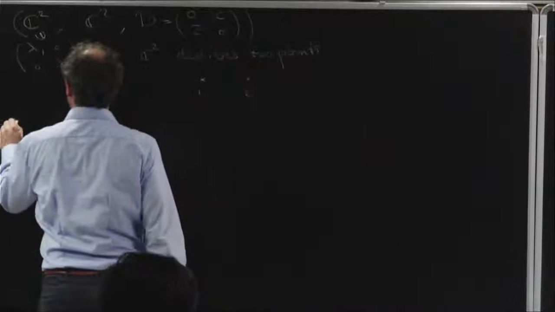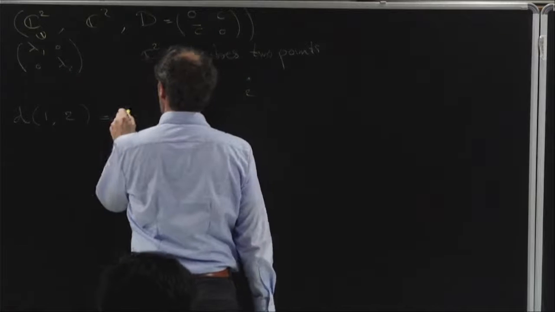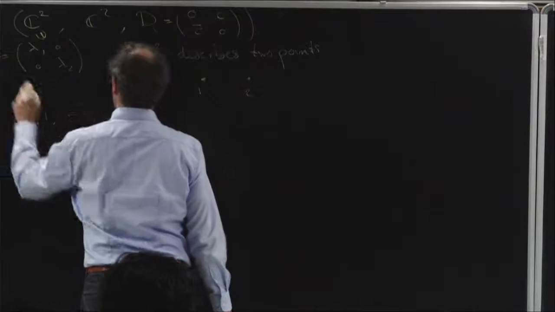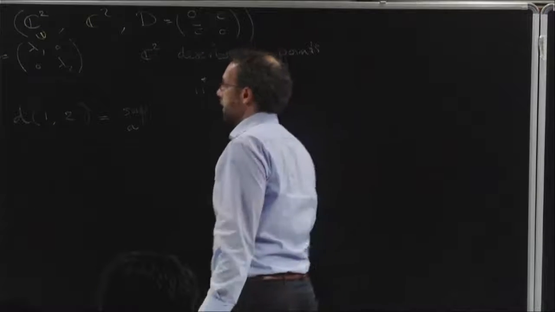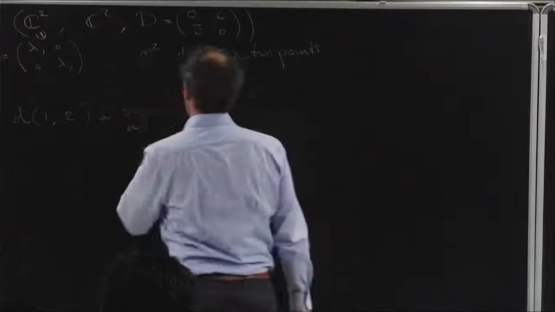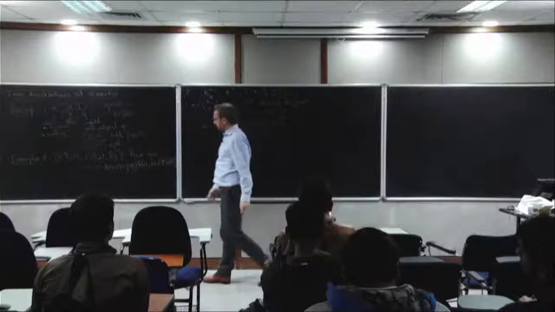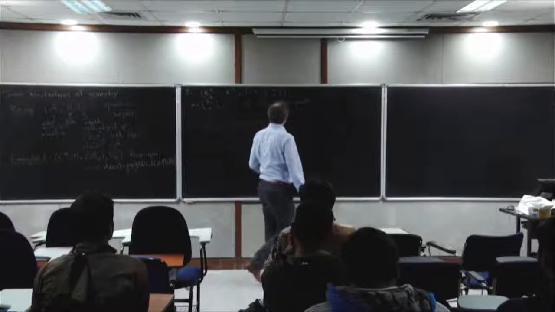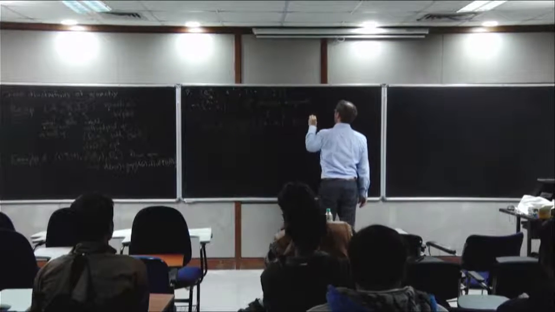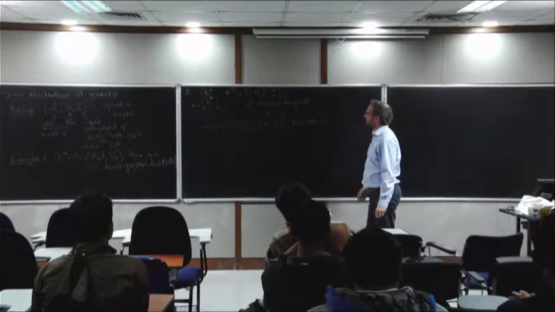The distance between 1 and 2, the most reasonable thing to do, is the supremum over A, so these are the A's. Lambda 1 is the value of the function at 1, lambda 2 is the value at 2. So I look at the difference, lambda 1 minus lambda 2, that's my characters applied to the functions, with the constraint that the commutator of D with A in operator norm or matrix norm is smaller or equal to 1. So let's compute this. I guess that's actually not too difficult.